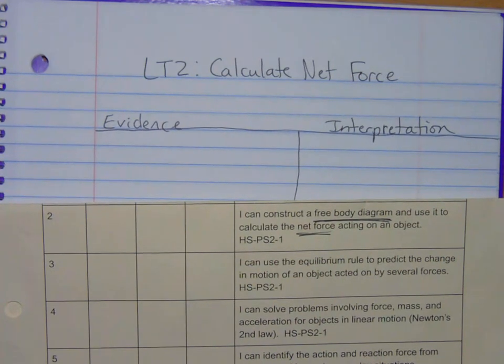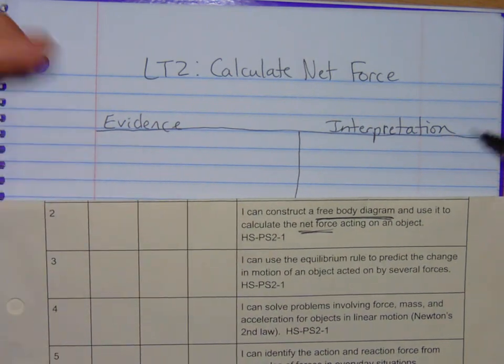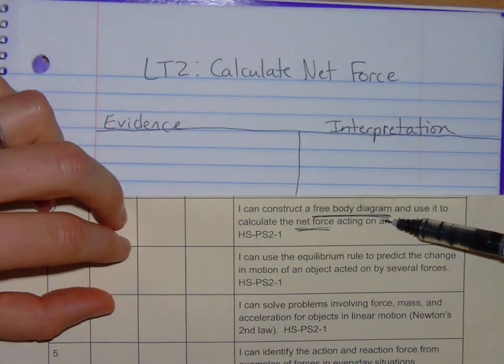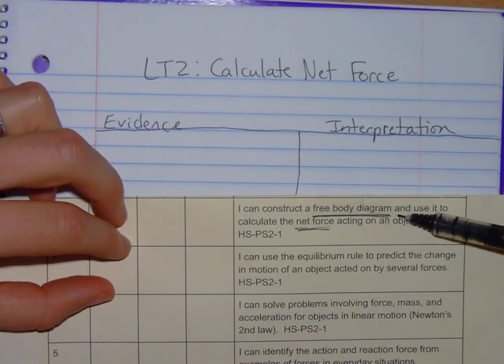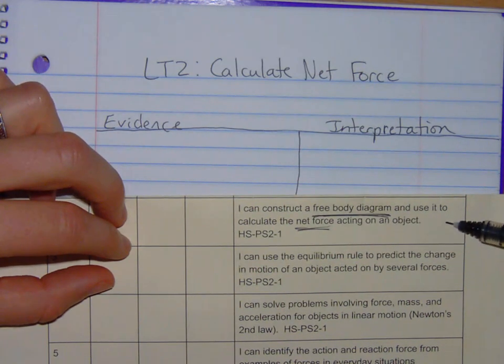Alright, these are the notes for LT2 in our Applying Newton's Laws unit. And the purpose of this target is to take those forces that we now can identify, such as a support force, a tension force, that sort of thing, and construct a free body diagram, and then use that free body diagram to calculate the net force acting on an object.